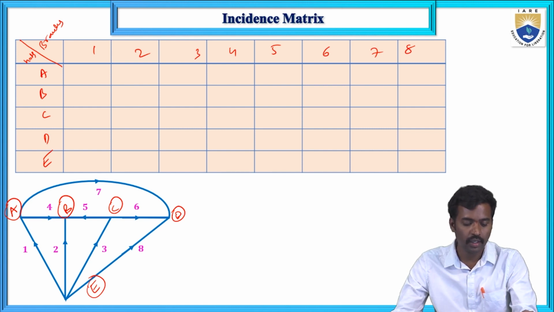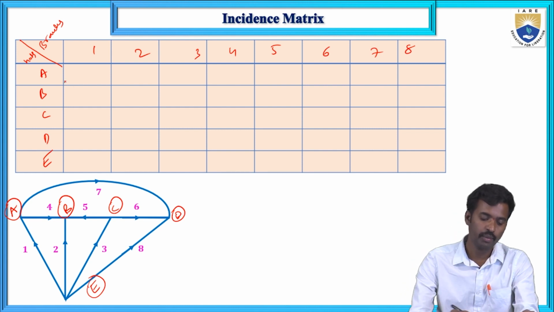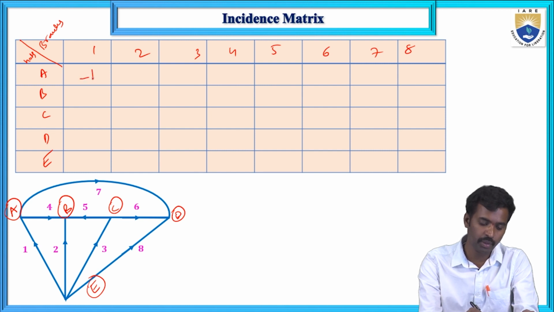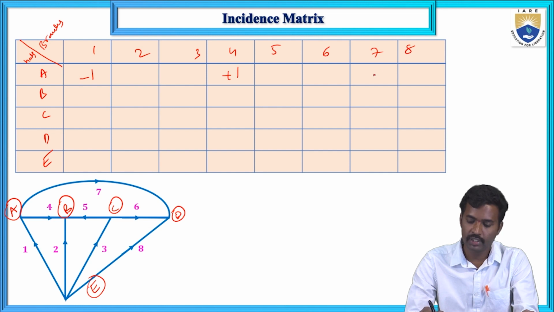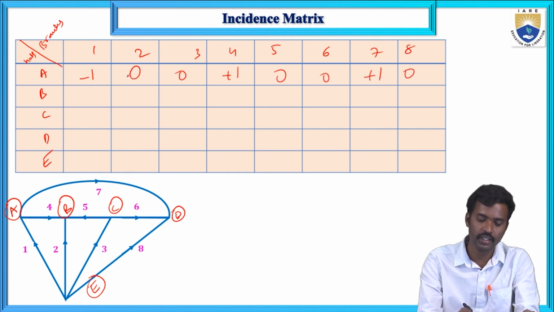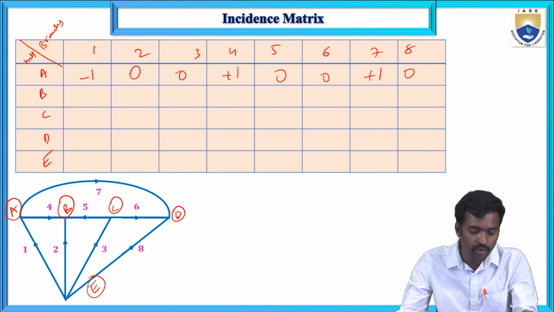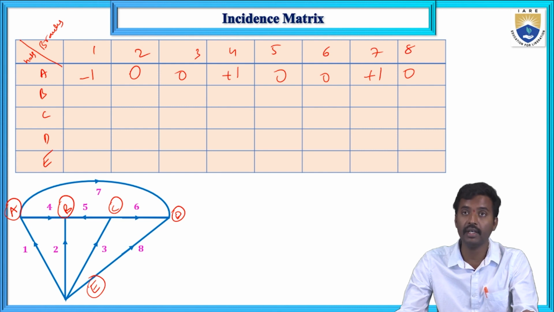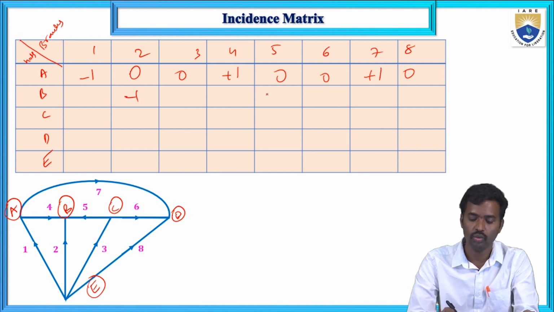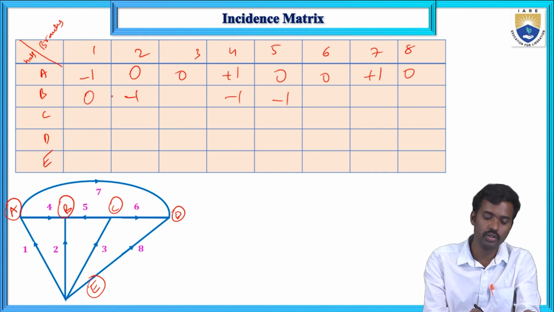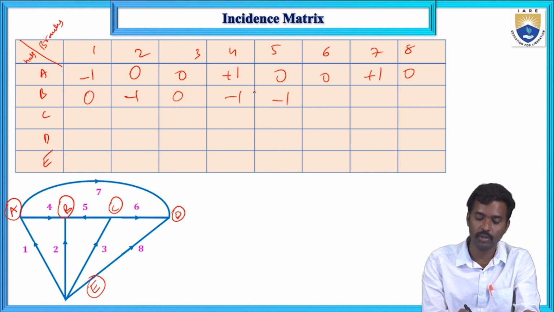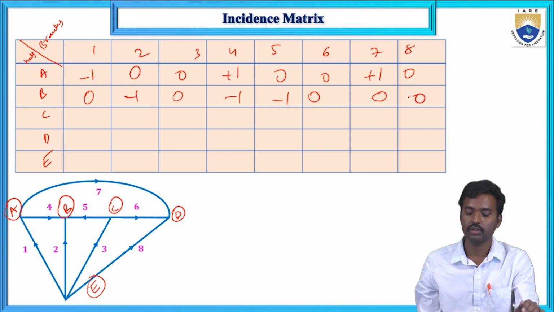Now here, branch 1 is entering, -1, branch 4 is leaving, +1, and branch 7 is leaving, +1. Remaining all elements are not associated with node A. And for B node, 2, 4, 5 are entering towards the node, that value is -1, and remaining all elements are 0.